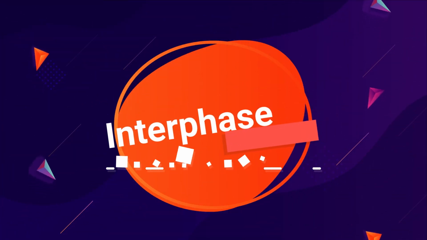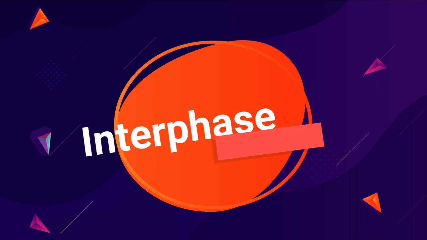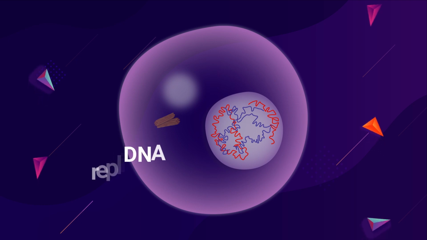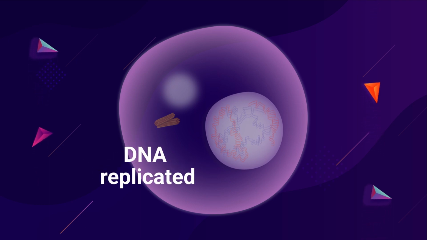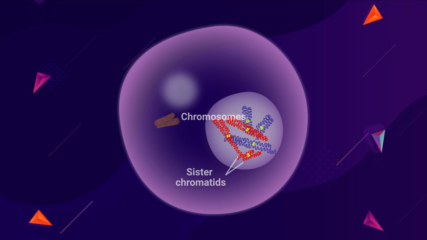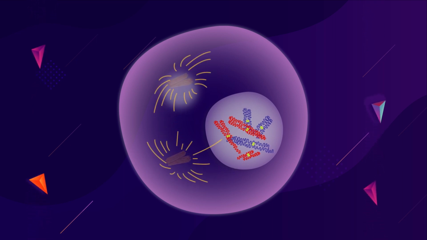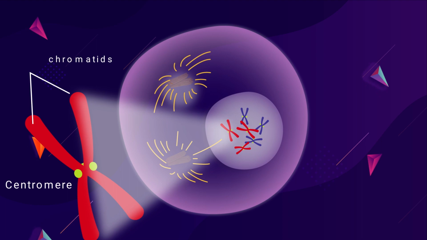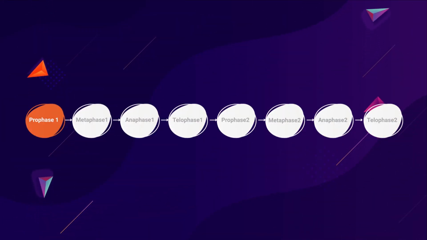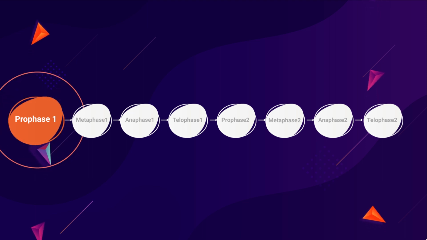But before meiosis can start, the stage of interphase takes place. During interphase, the DNA is replicated, producing 2 copies of each chromosome called sister chromatids. Sister chromatids remain attached at the centromere and condense as the cell enters prophase I of meiosis. So let's start with the very first step, prophase I.